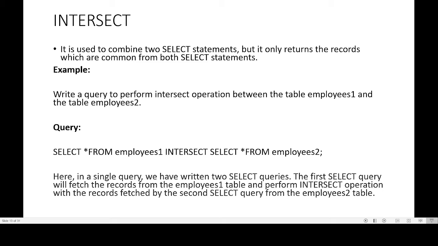Then these two results we are taking the intersect. By using the command intersect here, the first select will fetch the records from the first table, the second select will fetch the records from the second table, and we are taking the intersection between those two. That means the common entries of both the tables will be the result.